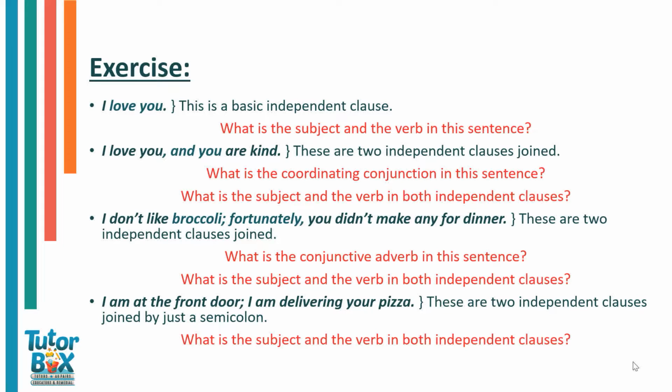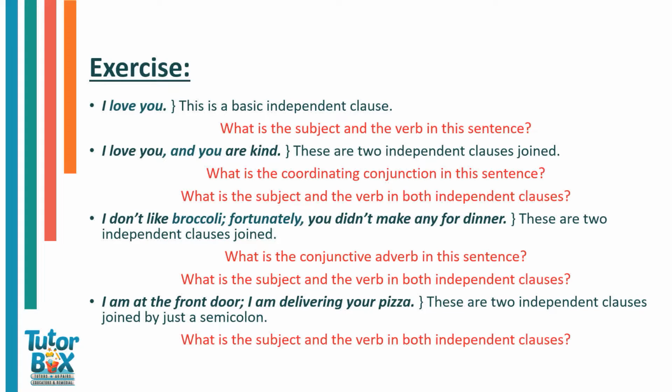The next question for the second sentence is, what is the subject and the verb in both independent clauses? So let's look at the first independent clause, which is I love you, the same as the first sentence. We've established that I is the subject and love is the verb in the first independent clause of the second sentence. Looking at the second independent clause, it is you are kind. So the subject is you. The word are in this independent clause would be the verb.